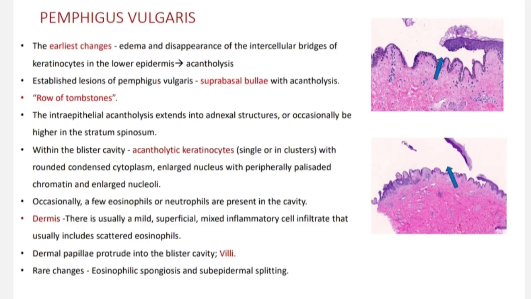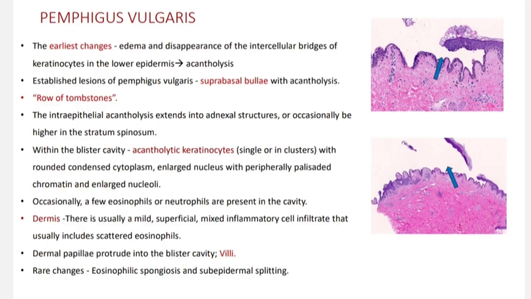Though the suprabasal keratinocytes lose contact with each other due to loss of desmosomes, they retain their contact to the basement membrane via hemidesmosomes. This gives rise to the appearance of a row of tombstones. The intraepithelial acantholysis can extend into adnexal structures, and it can go higher up to the stratum spinosum.